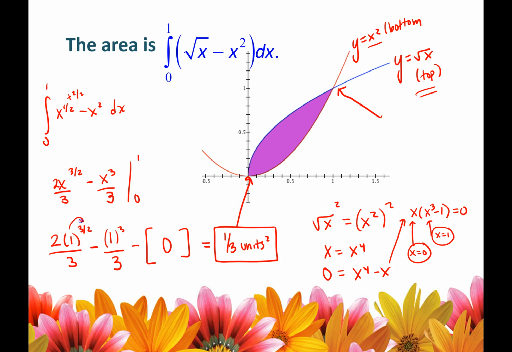As you say, 1 to the 3/2 power is just 1, so it's really just a 2/3 minus 1 to the 3rd power is 1. So we really just have 2/3 minus 1/3 is 1/3, which I got the same thing on my calculator. So I just found the area of this right here, the shaded region.